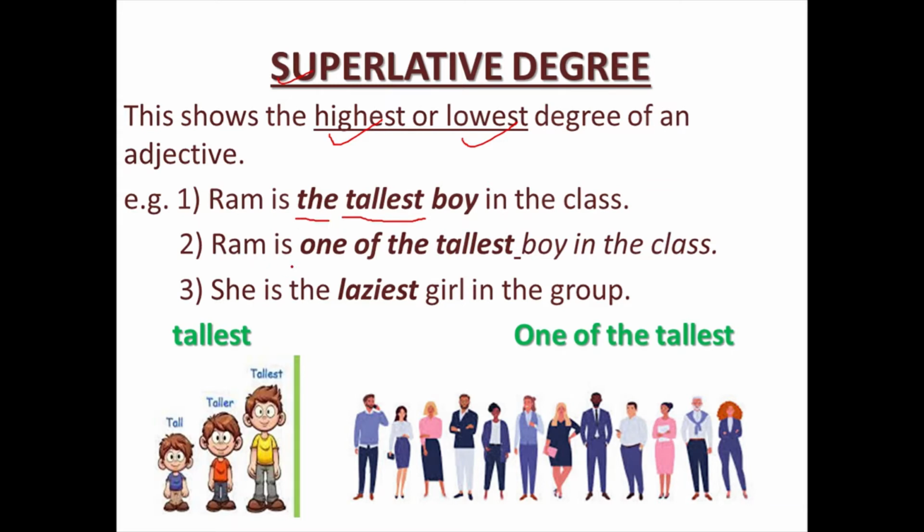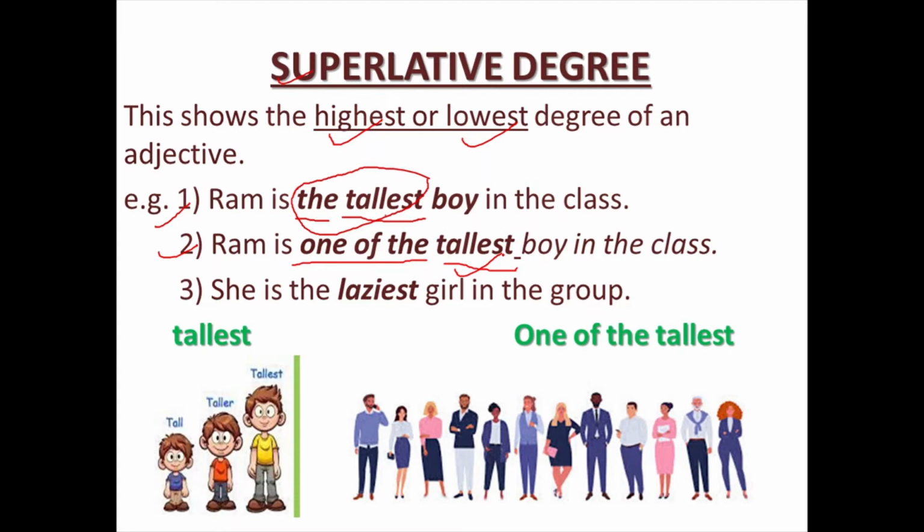Ram is one of the tallest boys in the class. This is another type of sentence where we use the adjective in superlative degree. And next, she is the laziest girl in the group. You will find superlative degree sentences in these two types: either it will be "the tallest boy", or it could be "one of the tallest boys".